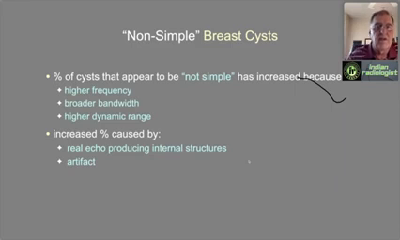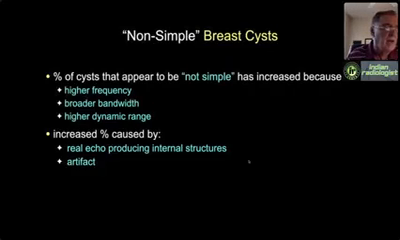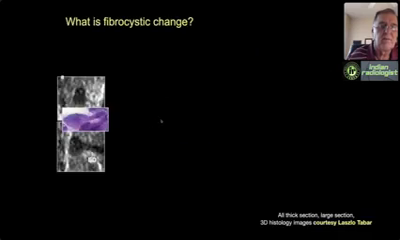Now, the percentage of cysts that is not simple is higher today than it was 20 or 30 years ago. The reason for that is a combination of us using scan parameters that exceed the ability of the machine to clean up the noise. We've pushed our frequency so high, our bandwidth so wide, and our dynamic range so wide that we're creating some haze inside the cyst. But secondly, with the higher frequency, we have better resolution, and we're seeing real proteinaceous and/or fatty debris inside the cyst that creates echoes.